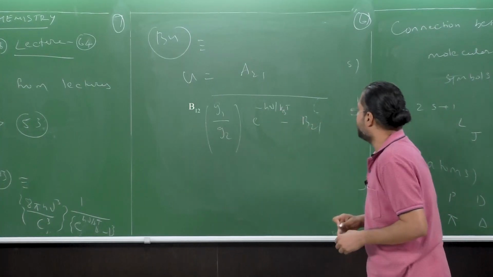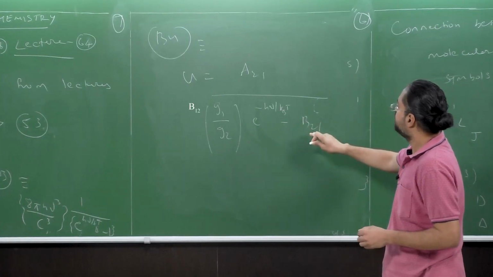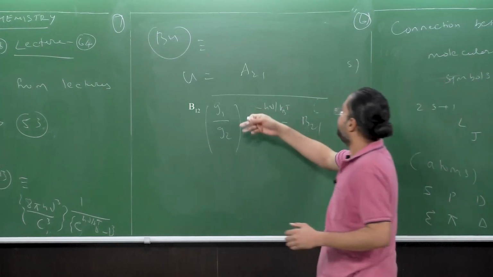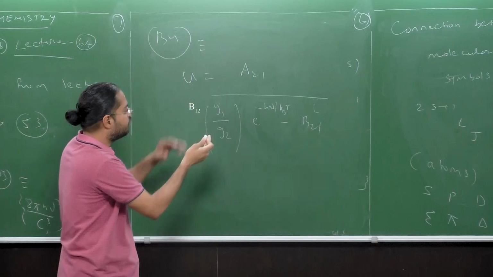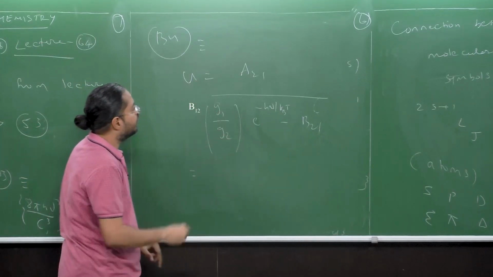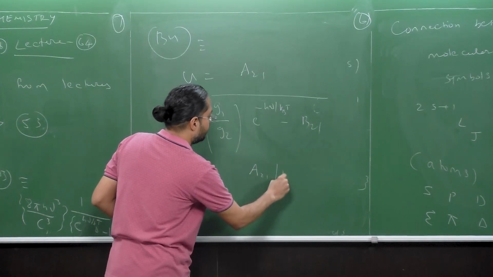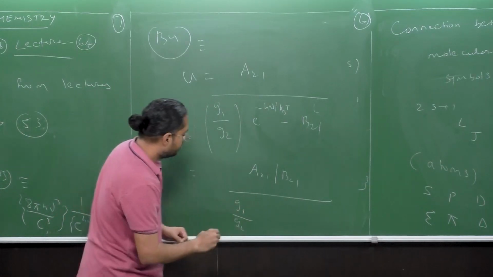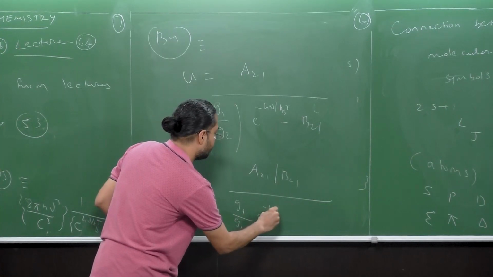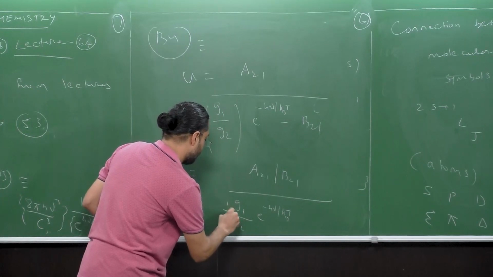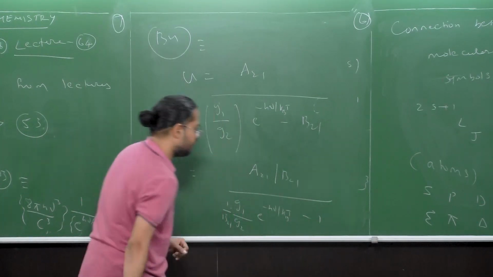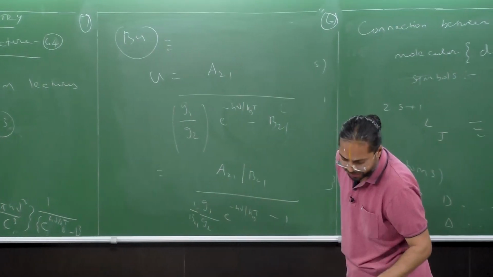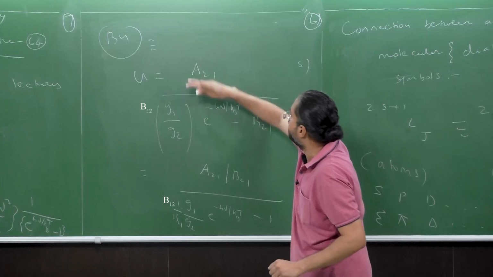Then I modified it by dividing throughout by B21. After dividing throughout by B21, we get A21 by B21 divided by G1 by G2 times e to the power minus h nu by kBT times 1 by B21, minus 1. So we started off with this equation, and then I divided both sides by B21.